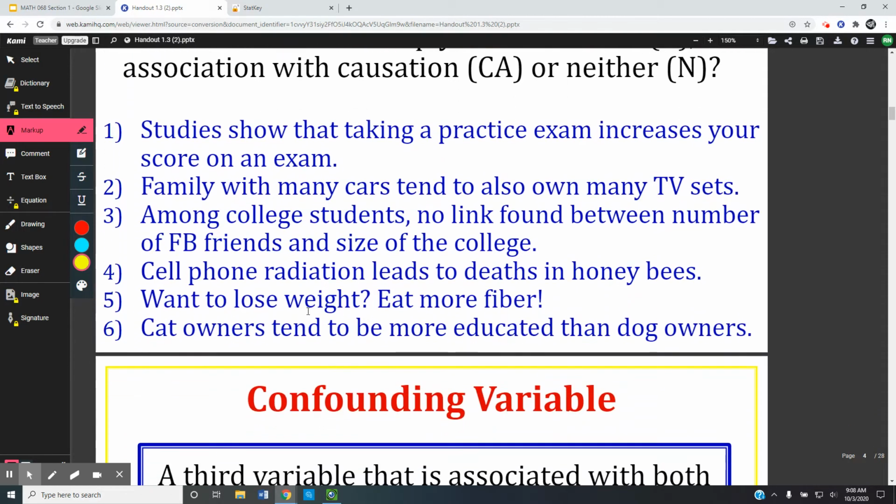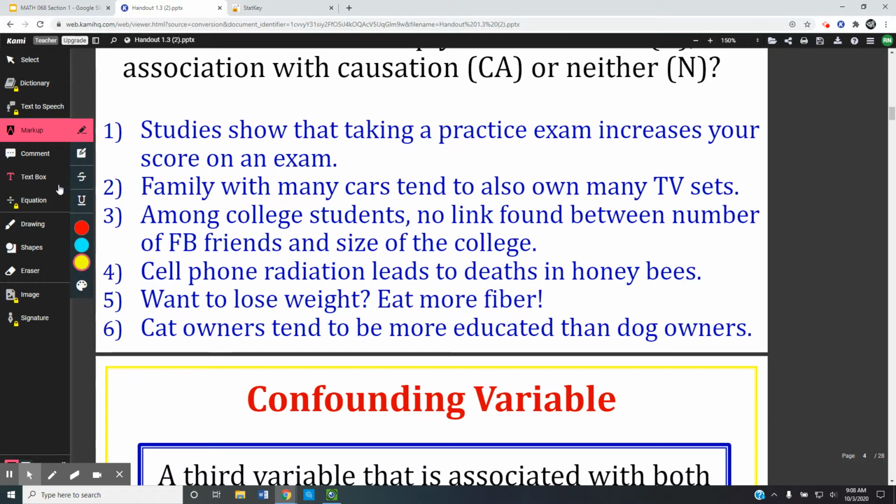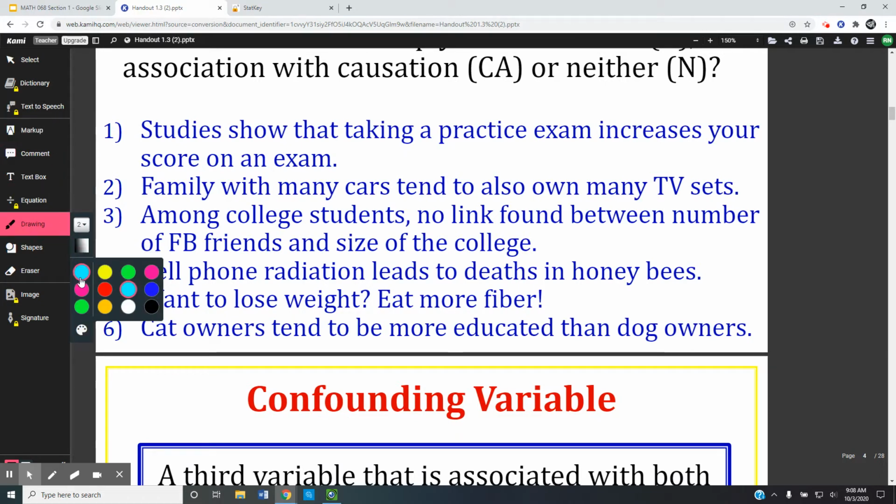Okay, so studies show that taking a practice exam increases your score on an exam. Okay, so first of all, we're supposed to find the explanatory and the response. So let me do a little bit of underlining here. Let me do a little bit of drawing, and let me grab a color.